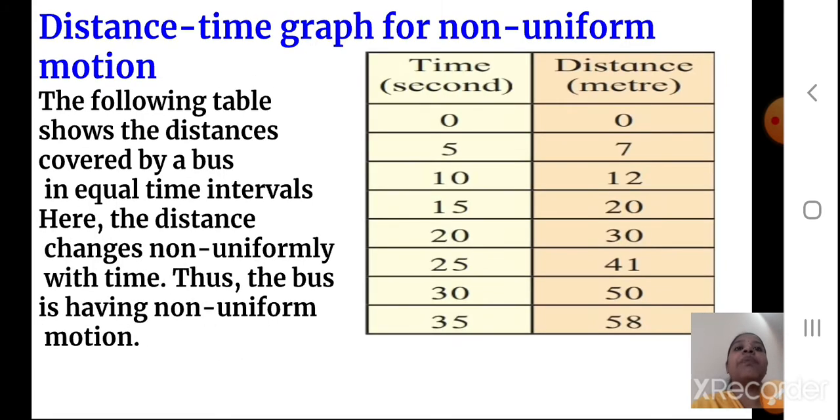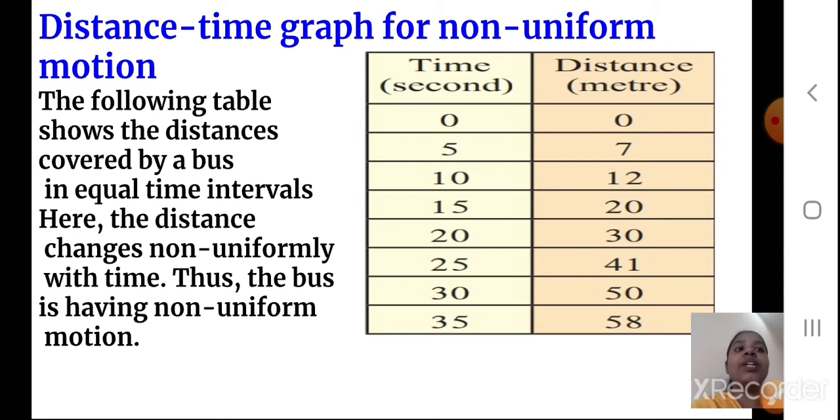Next part was the distance time graph for non-uniform motion. Now you know, in non-uniform motion, even though the speed is uniform, the distance covered can be different, right? So the following table shows the distances covered by a bus in equal time intervals. Time interval is the same, but here the distance changes non-uniformly.